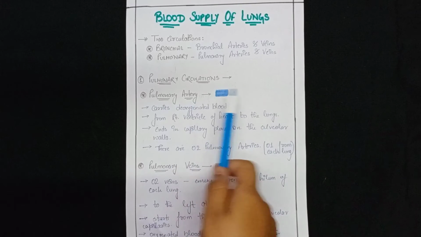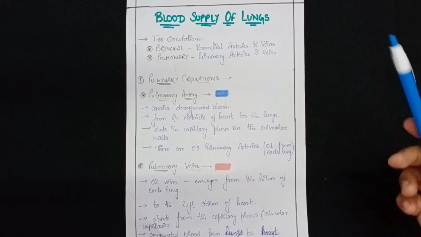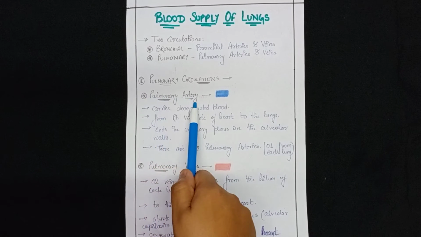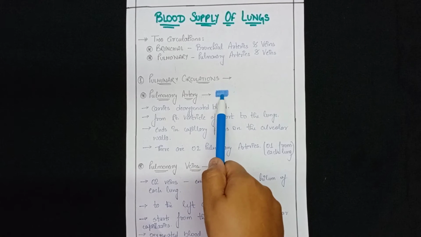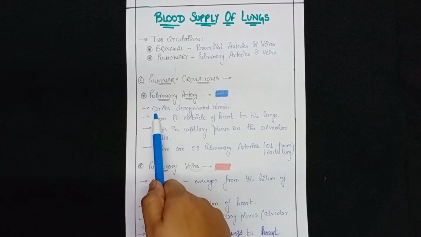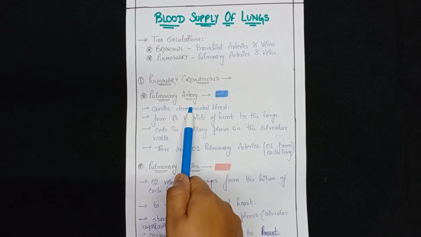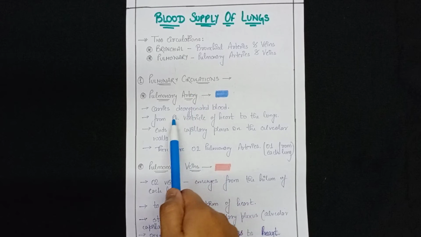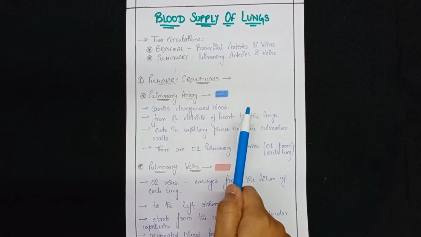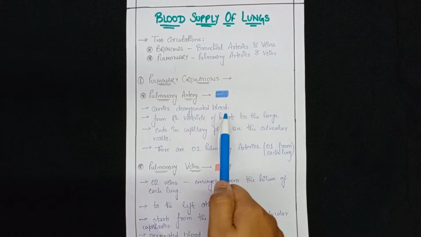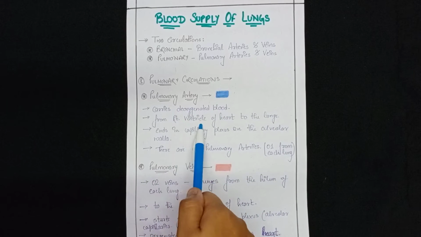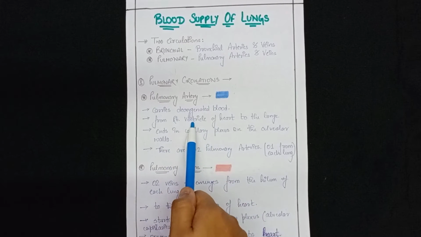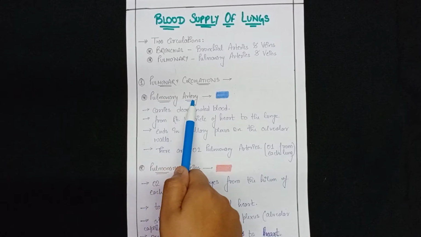Now, first of all we'll go through the notes and then we will go through the diagram on my laptop screen. So the first thing is pulmonary artery. Note that it is blue in color, so I have marked it as blue. First point is it carries deoxygenated blood. So by deoxygenated we mean impure blood. It carries impure blood from the heart to the lungs. We know that, right? From the heart to the lungs, but in the heart from the right ventricle of the heart. So deoxygenated blood from the right ventricle of the heart goes to the lung through the pulmonary artery.